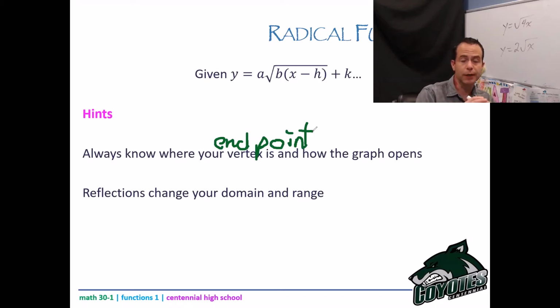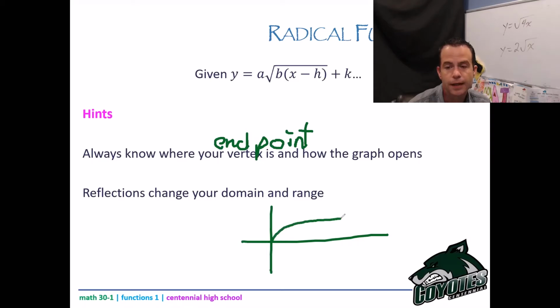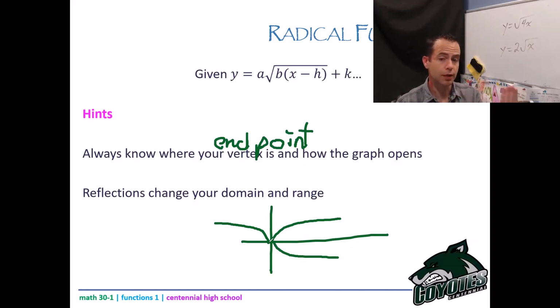Reflections change your domain and range. So that's another important thing. If I had given you, say, the root of x, so it looks like this, okay? As soon as I say root of negative x, that would now look like this, right? So now my domain becomes x is less than instead of x is greater than. If I had given you a vertical reflection, now y is less than instead of y is greater than, okay? And then this guy, if I had given you both a vertical reflection and a horizontal reflection, I would end up right here, and that would be x is less than and y is less than, okay?